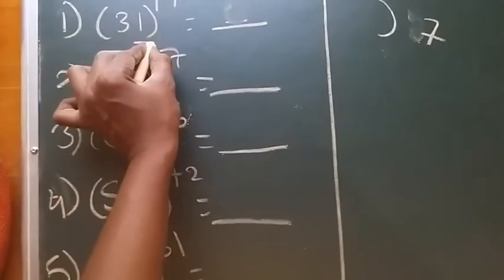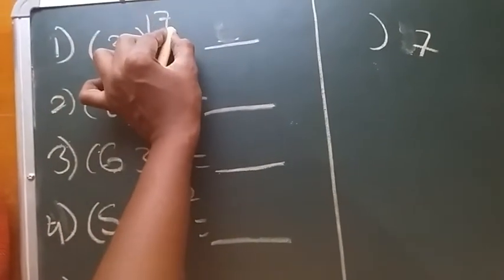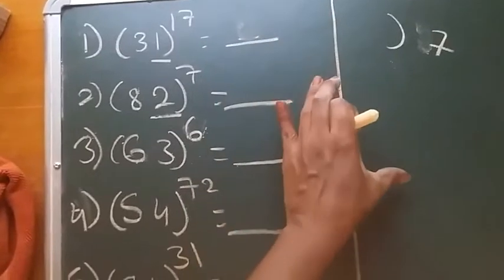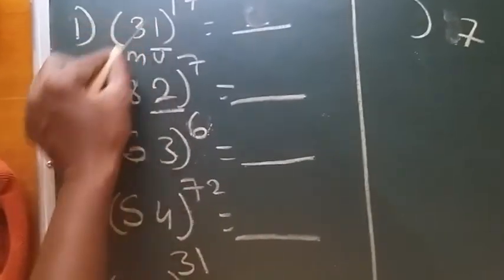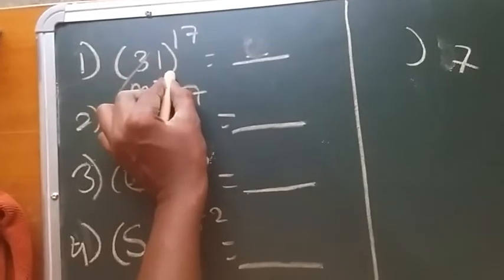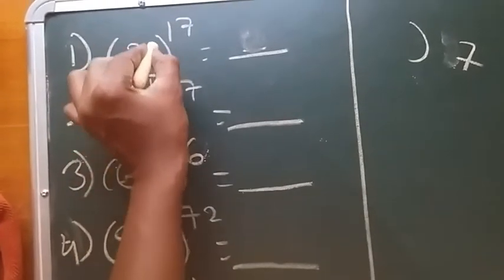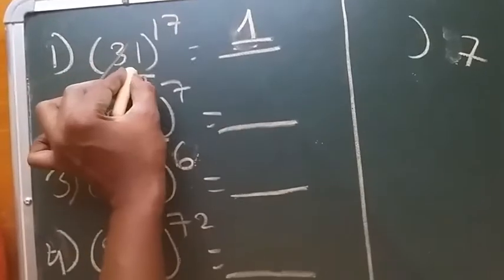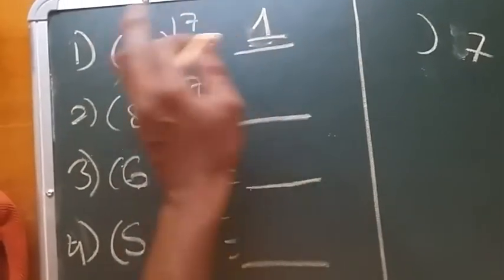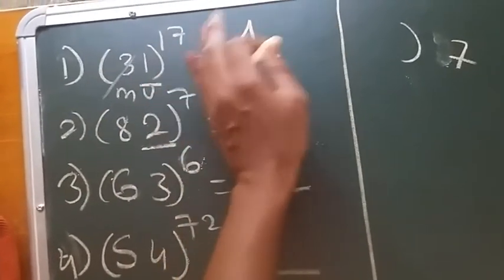See the first example, 31 whole power 17. Whenever you want to find the units place, please concentrate on the units place u and forget about m. Here u is 1. Whenever u is 1, the units place for the given question is u itself. U means 1. This is the answer for the given question 31 whole power 17.